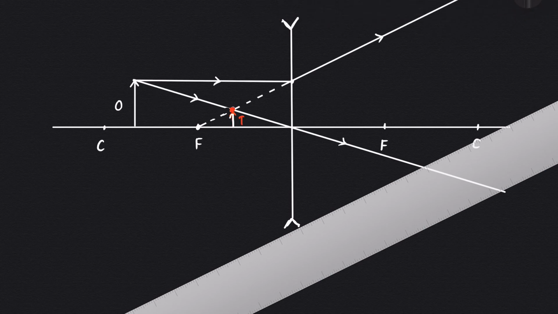So this small speck is the image. Notice that this image is virtual because both of them are on the same side, and it is also upright, and it's also diminished.